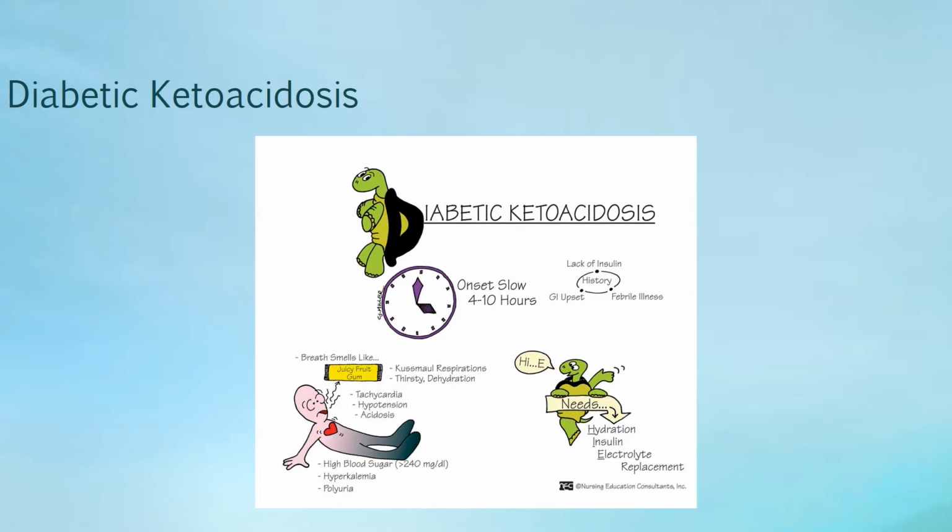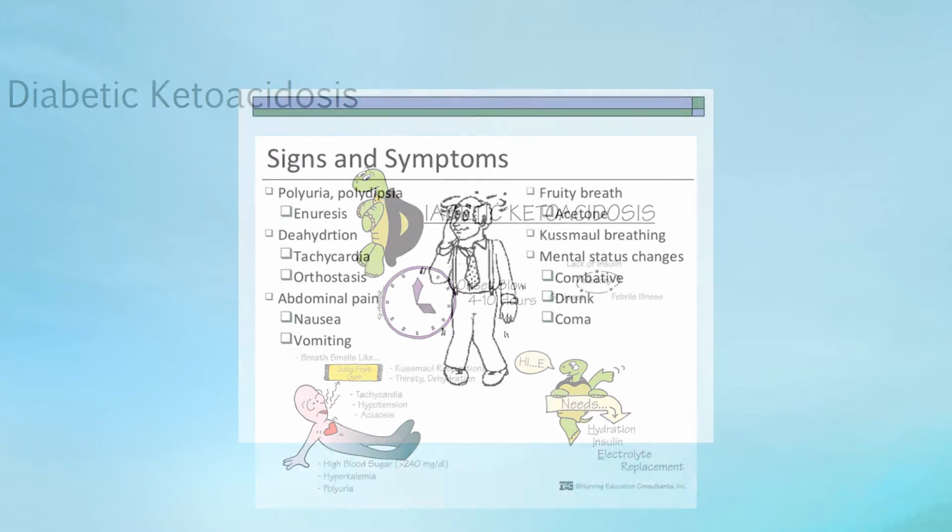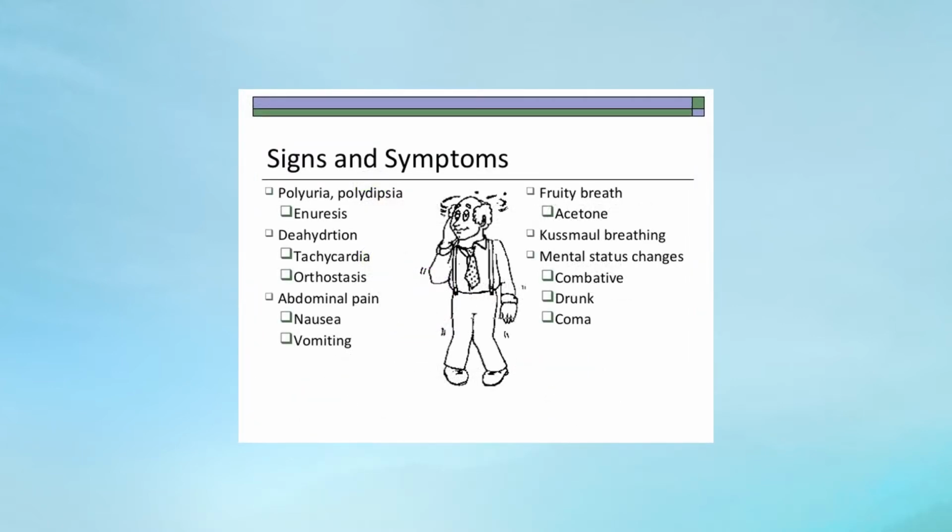This is just a little picture for my visual learners, showing you how DKA begins, and the onset and how quickly it can happen, and some of the symptoms that we've gone over with this presentation. This is another one showing you signs and symptoms. They'll have the dehydration, the abdominal pain, the acetone breath, Kussmaul's breathing, and mental changes.